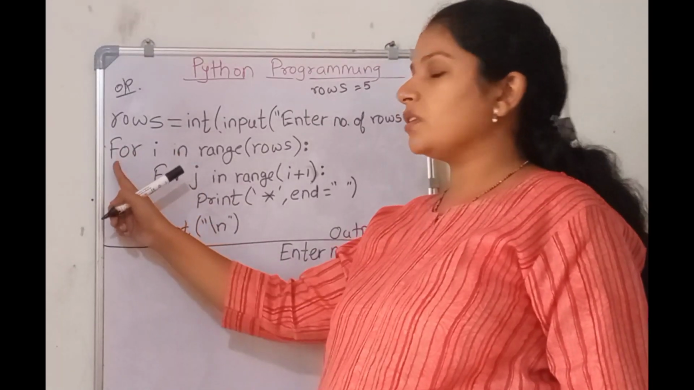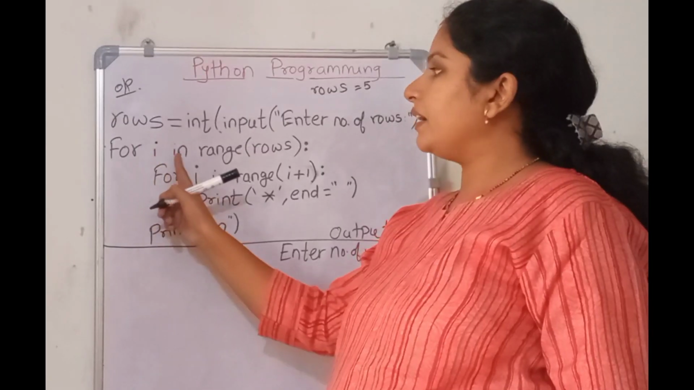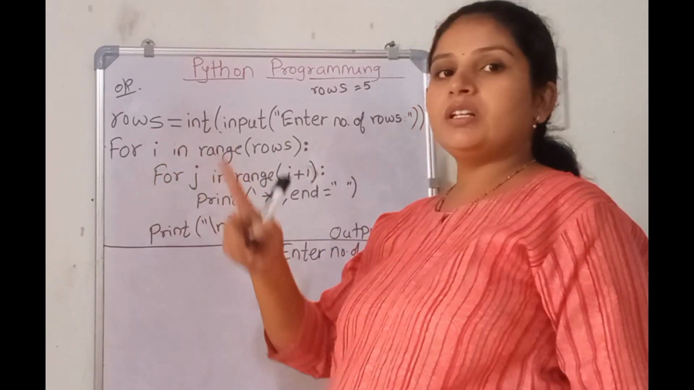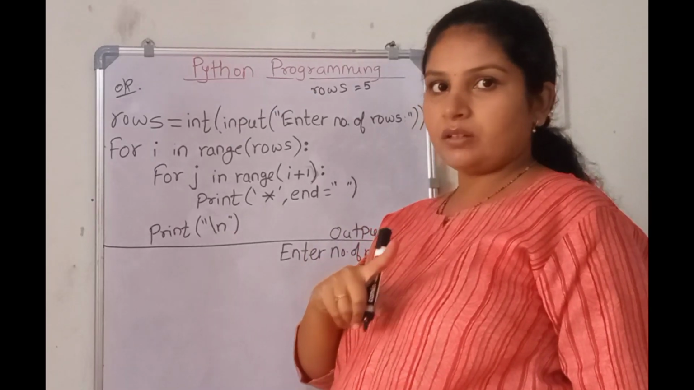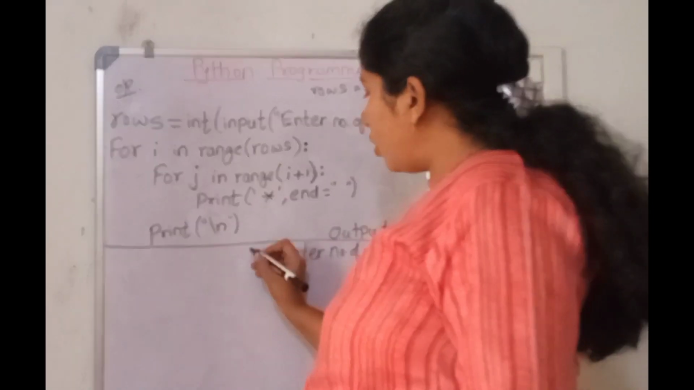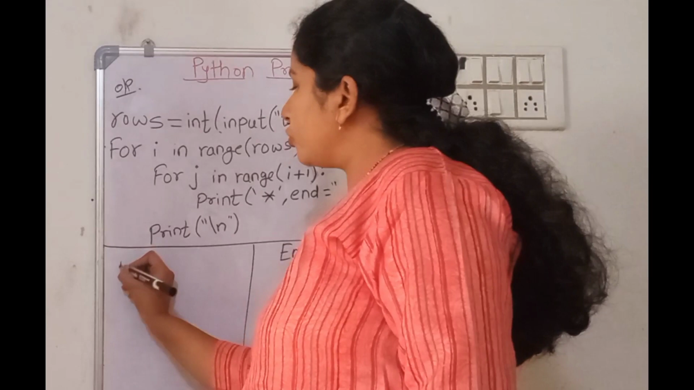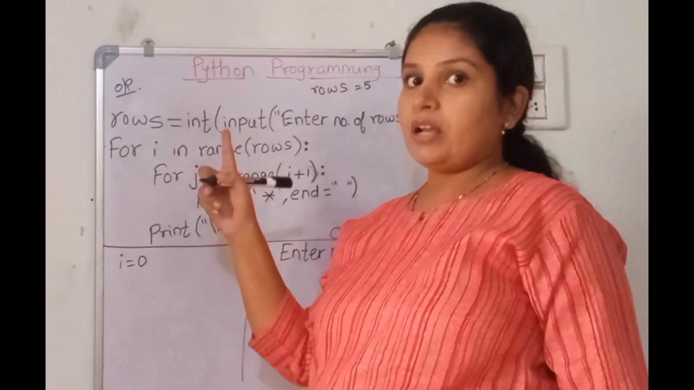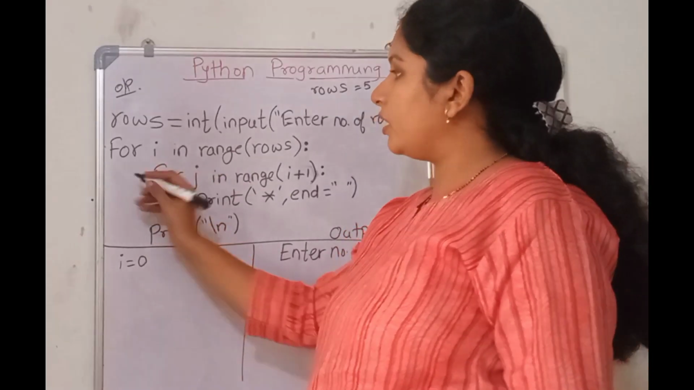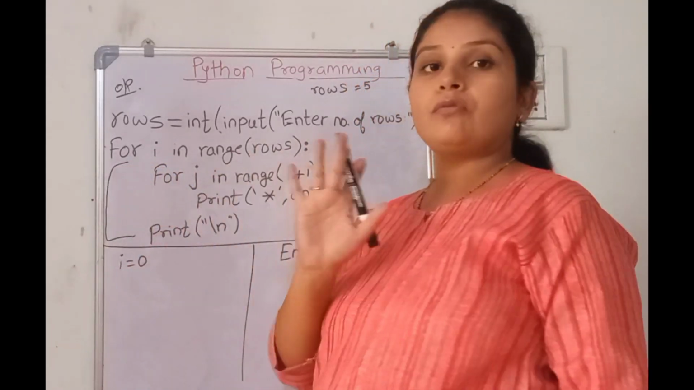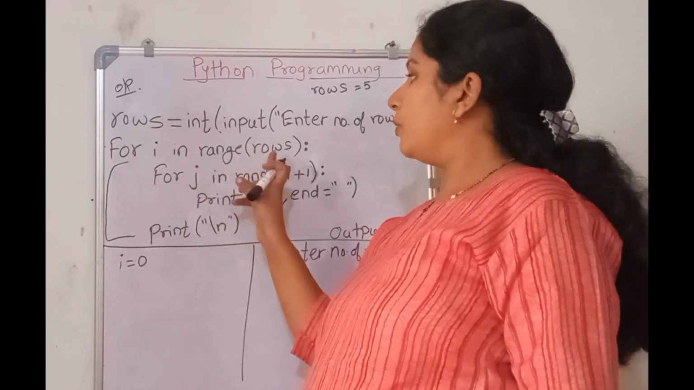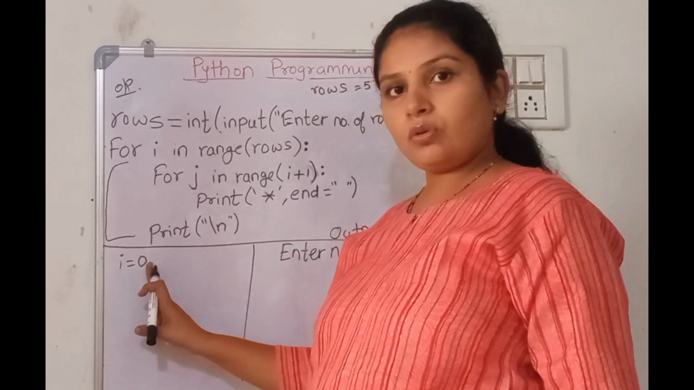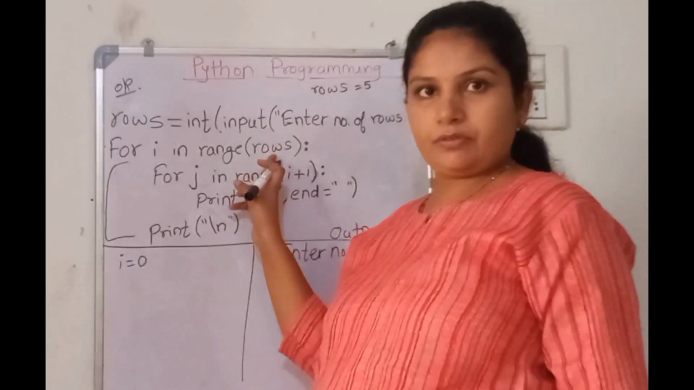I am going for the first for loop. For i in range rows. Now by default, i value will start with 0, right? Here I am displaying the logic. First your i value is 0 till rows. That means you are executing this for loop for 5 times, right? Because your end limit is 5. So you are starting with 0, you are ending with 5.